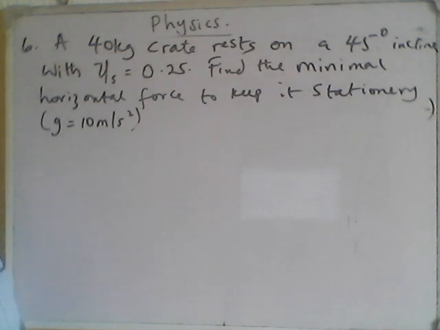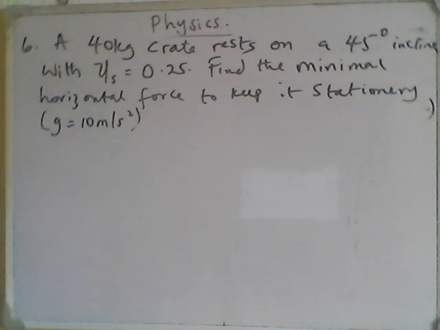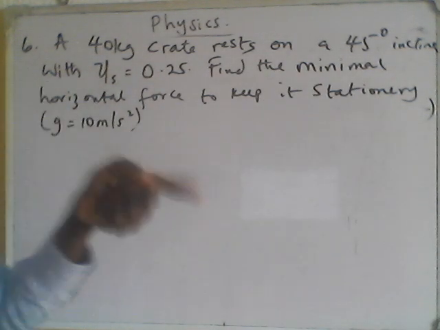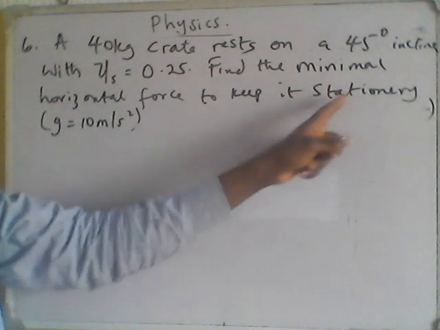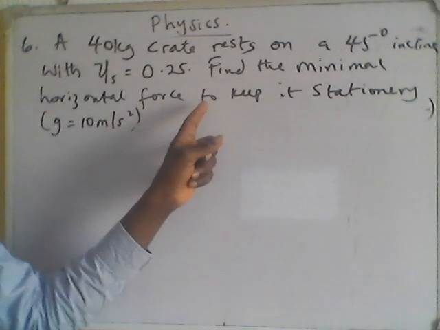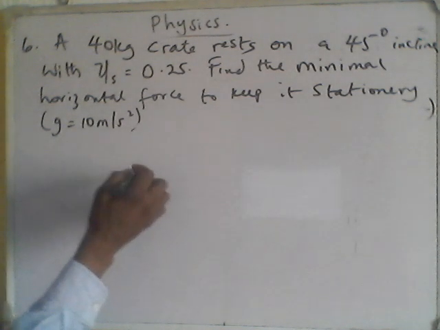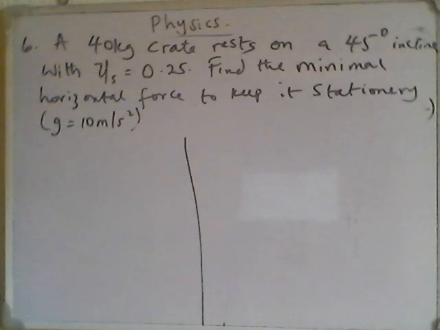Okay, so we have a question on the board. It's saying that a 40 kg crate rests on a 45-degree incline with static friction of 0.25. Find a minimal horizontal force to keep it stationary. So minimum horizontal force, let me just draw a diagram. I will take it step by step. It's actually a lengthy one.